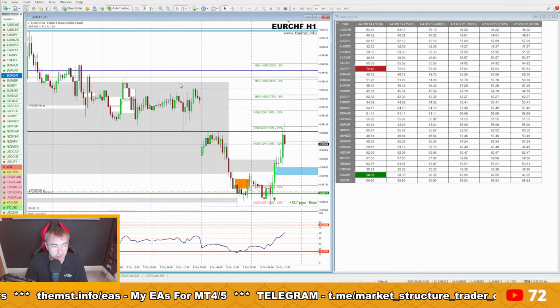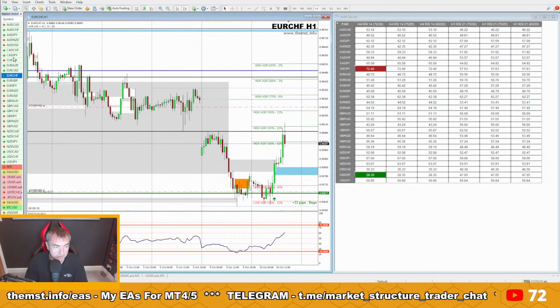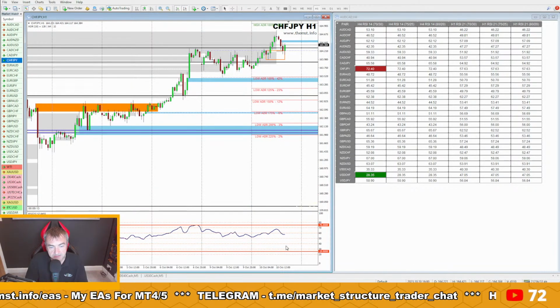The 4 hourlies, we've only got two. One is the Swiss yen, which is extended to the upside.